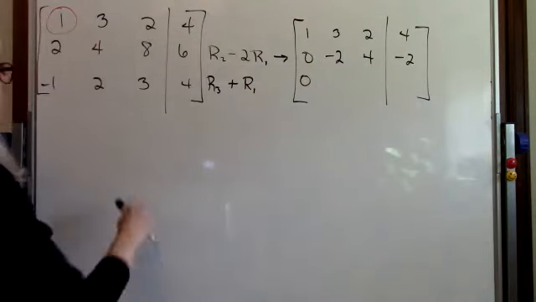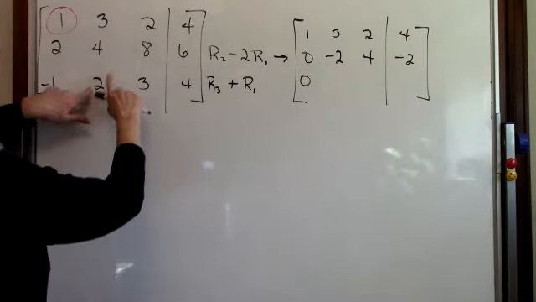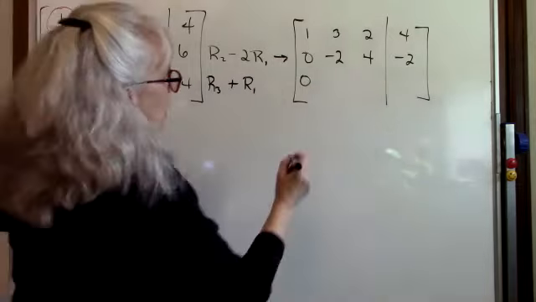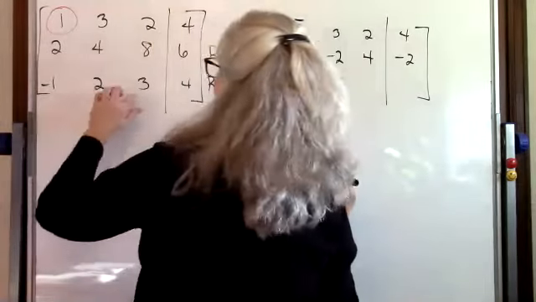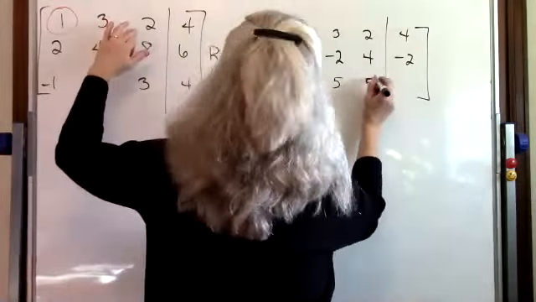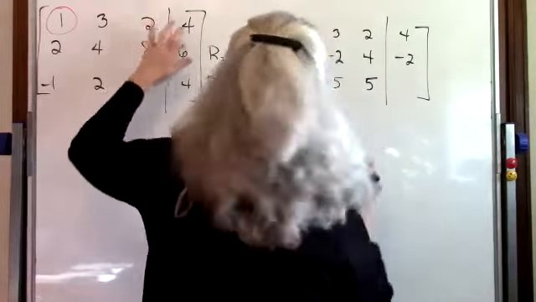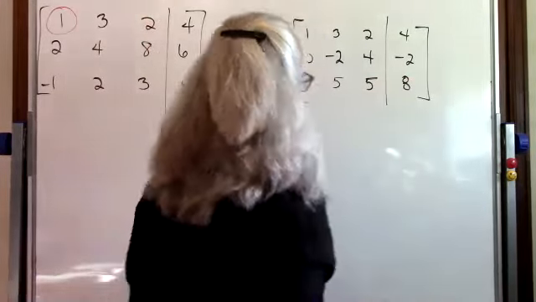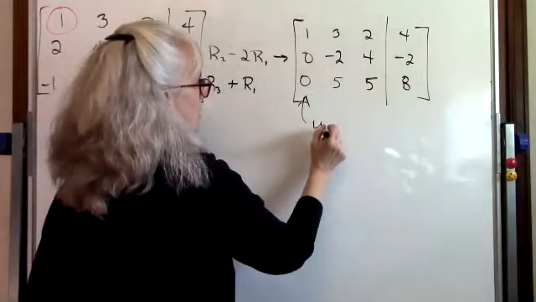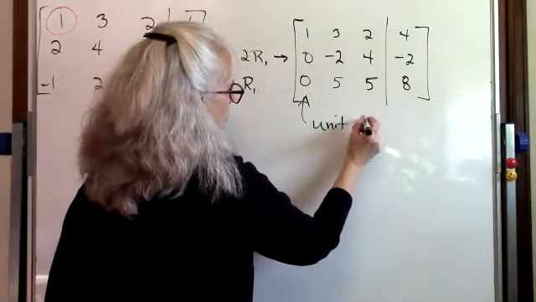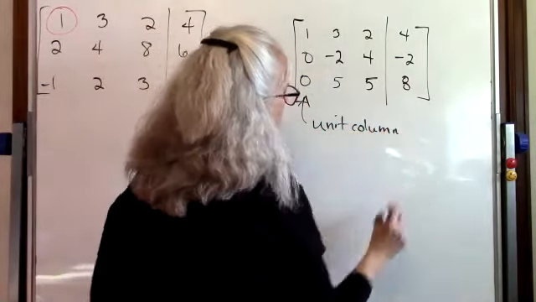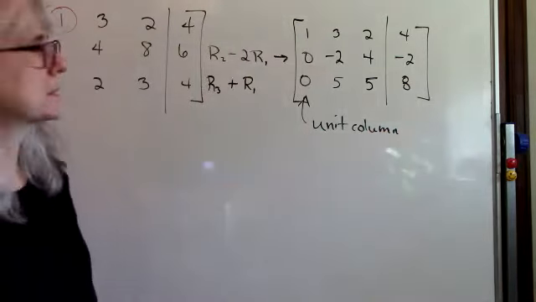Now we're going to come in and take 2 plus 3, which is going to give me a 5. We're going to take 3 plus 2, which gives me another 5. Then we'll take 4 plus 4 to get an 8. And we now have our unit column. And that's how you pivot about an element.